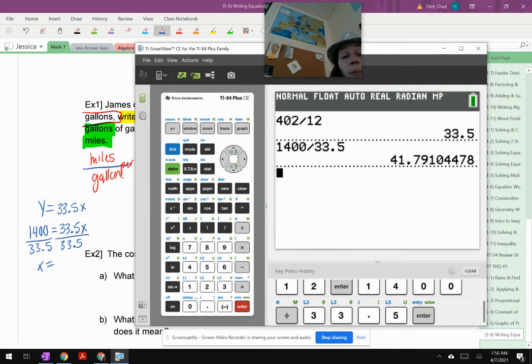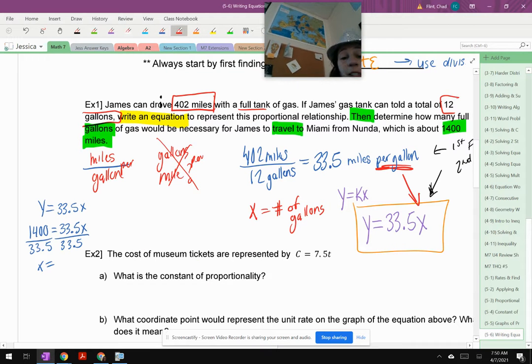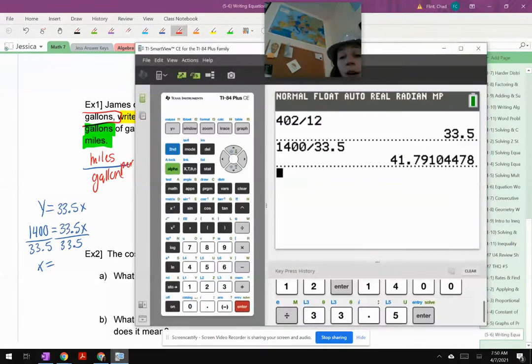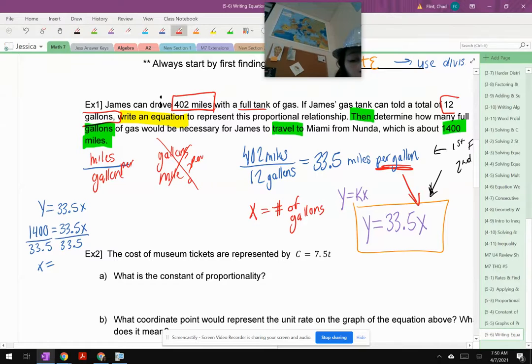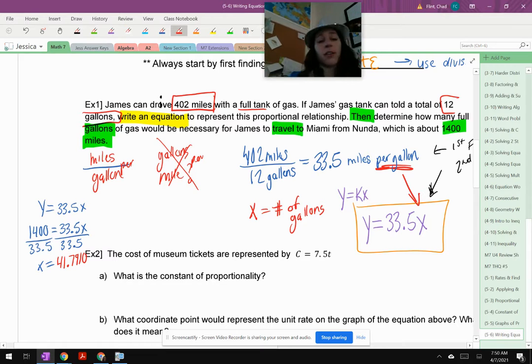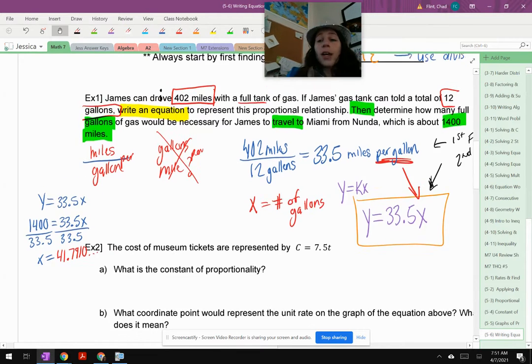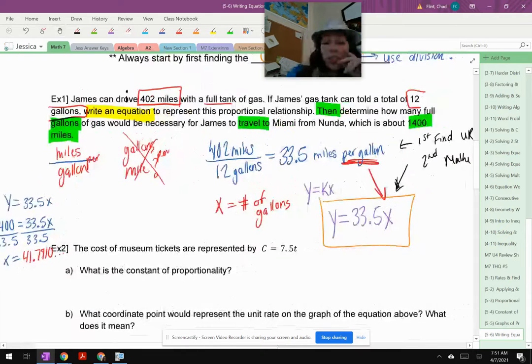So 41, and remember, when we're dealing with decimal points, you need to write down that decimal point and then round. 41.791044. That's good enough. Okay, so then just to answer the question with an answer sentence: how many full gallons of gas would be necessary for James to travel?